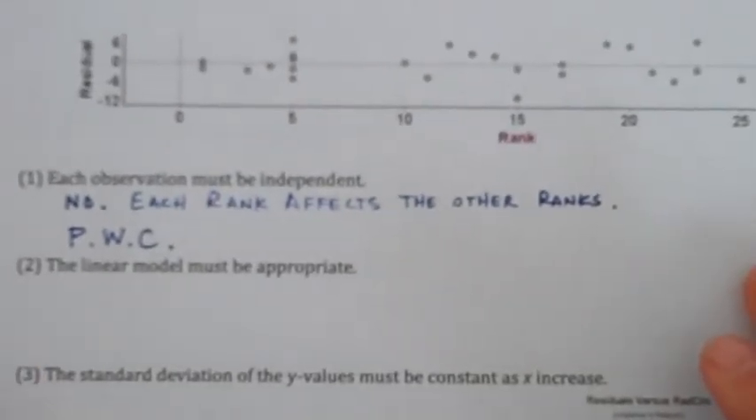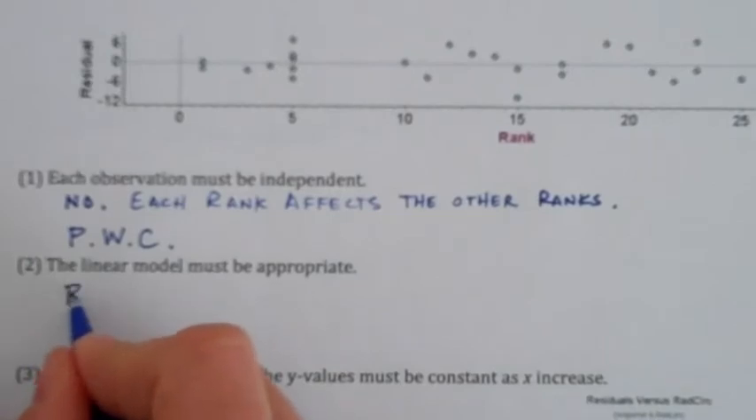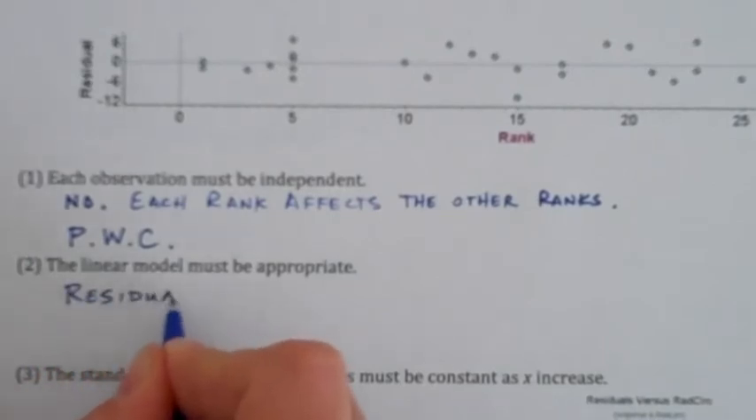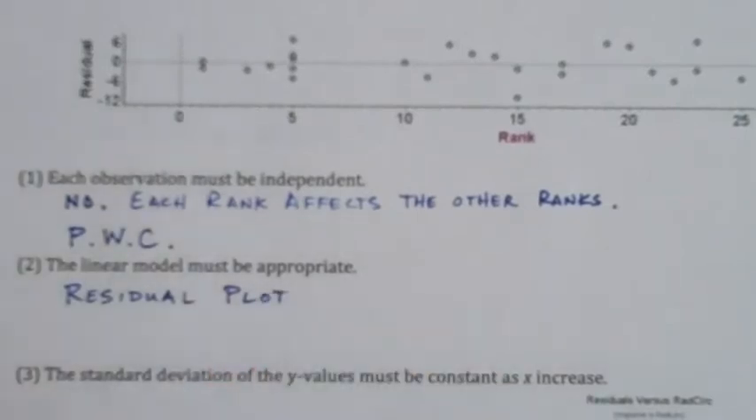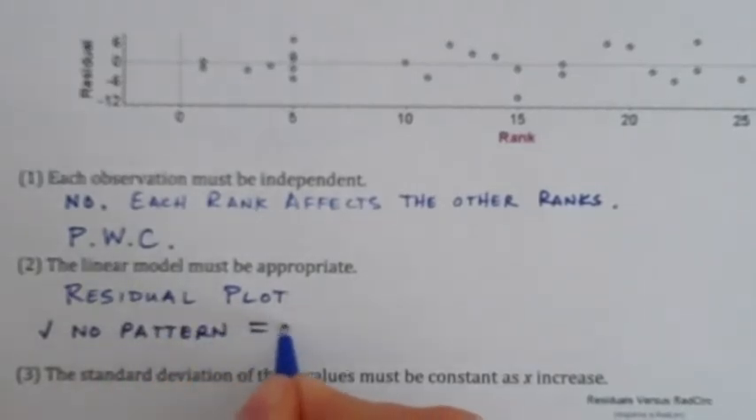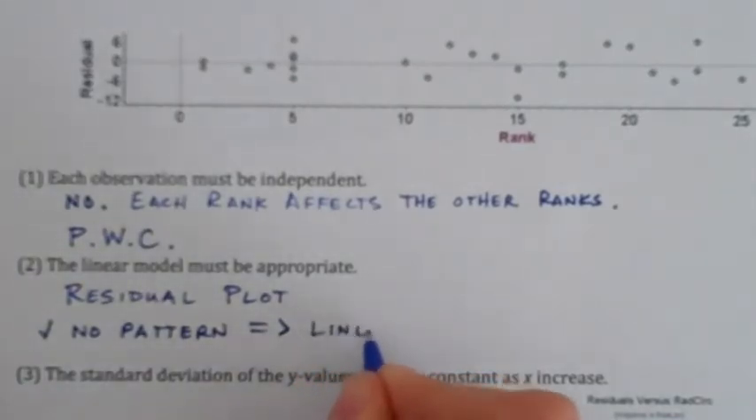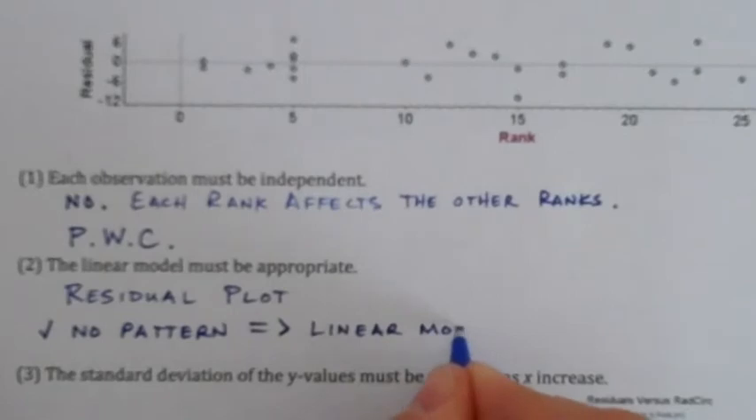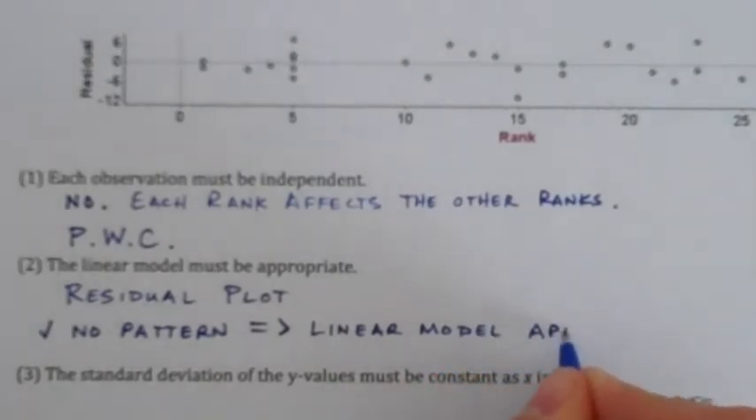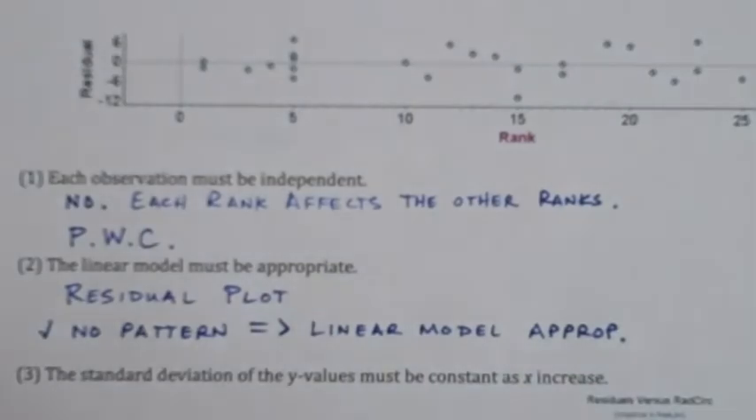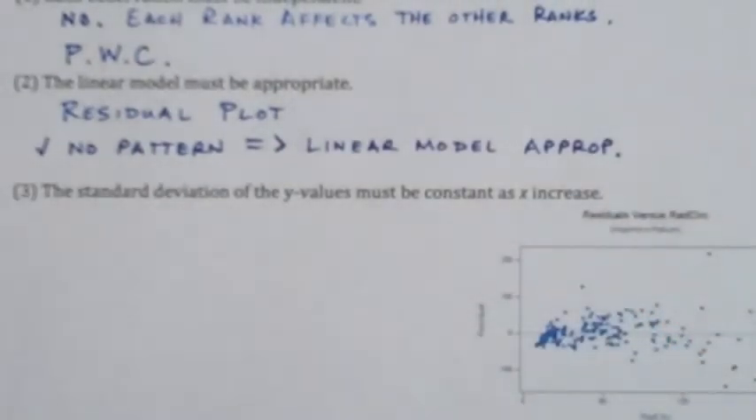The next condition, number 2, is that the linear model must be appropriate. And we answer that question by looking at the residual plot. In this case, the residual plot has no pattern, which allows us to imply that the linear model is appropriate. Next, number 3. The standard deviation of the y values must be constant as x increases.